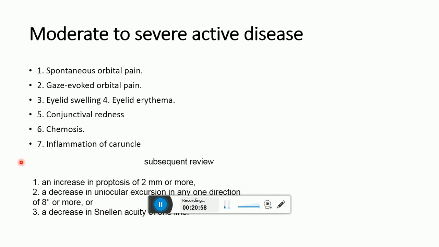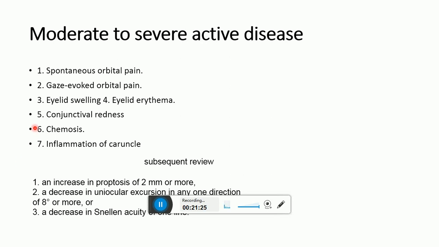Now moderate to severe disease. For that we use the EUGOGO score, the clinical activity score. It suggests calculating a clinical activity score to aid in determining a threshold for the use of immunosuppressors. In this score we assign 1 point for each feature present from the following list. In considering treatment, a score of 3 or more out of 7. So what are the points?